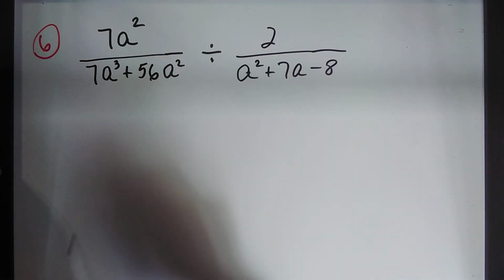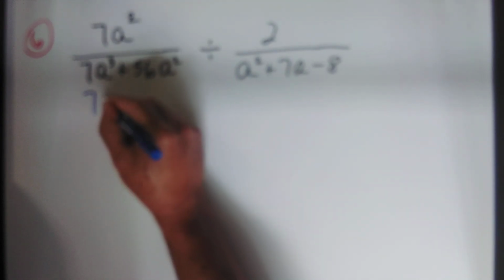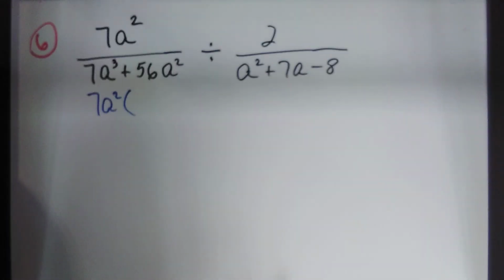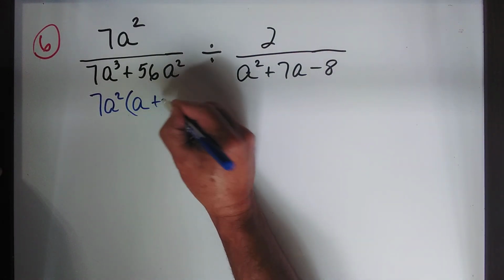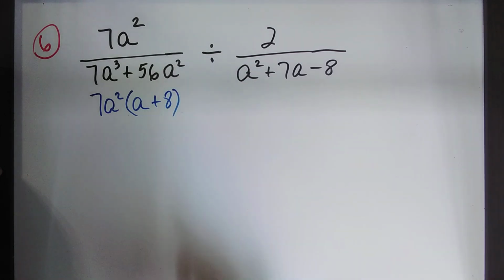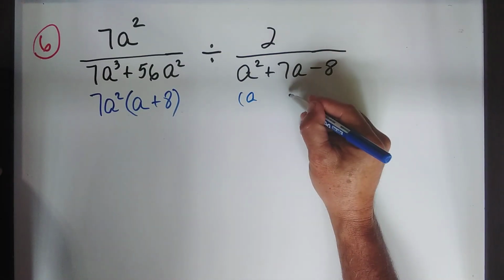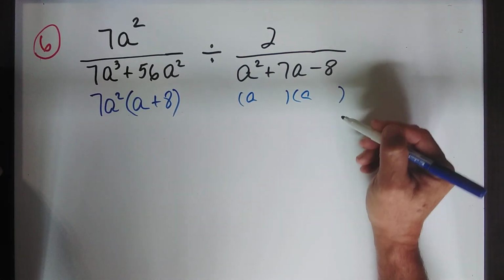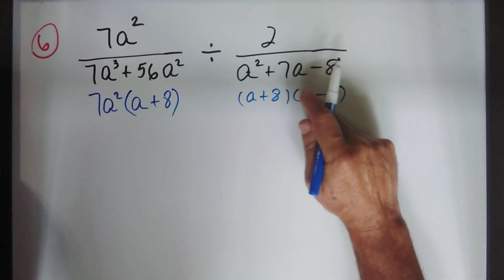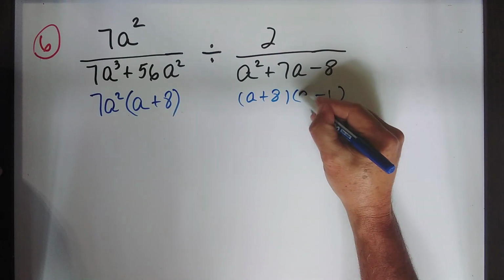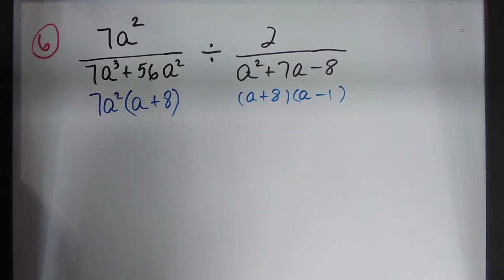These two cannot be simplified, so I'm going to go ahead and try to factor this right here. I know 7a squared is my GCF. 7a squared times a gives you 7a to the third plus 7a squared times 8 gives you 56a squared. And this is the easy trinomial, a in both, and then positive 8 and negative 1, right? 8 times negative 1 gives you negative 8, and then 8 plus negative 1 gives you positive 7 right there.